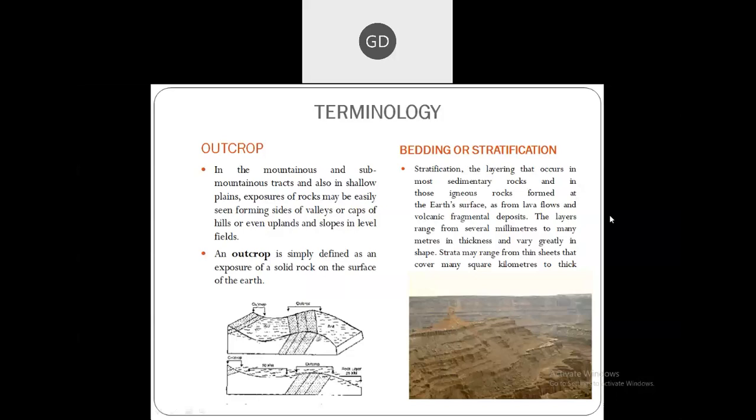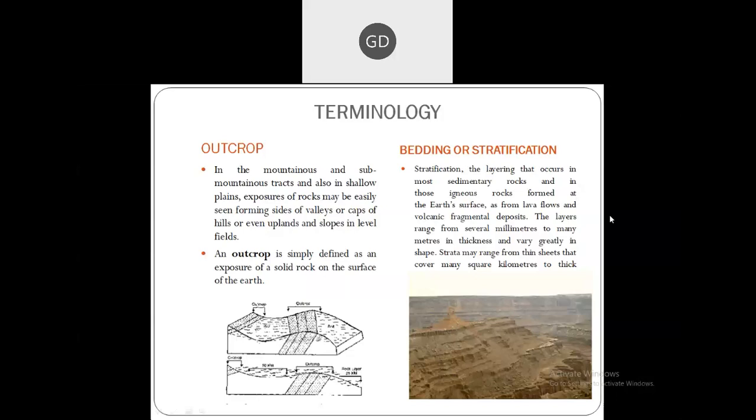Next one is bedding or stratification. Most of the sedimentary rocks are deposited under conditions which favor the development of distinct layers, piled up one above the other, from bottom to top. These layers are called beds, or also strata or stratum. They are quite often distinguishable on the basis of color, composition or grain size. This layered character is called bedding or stratification, and it is one of the most fundamental structures of sedimentary rocks.